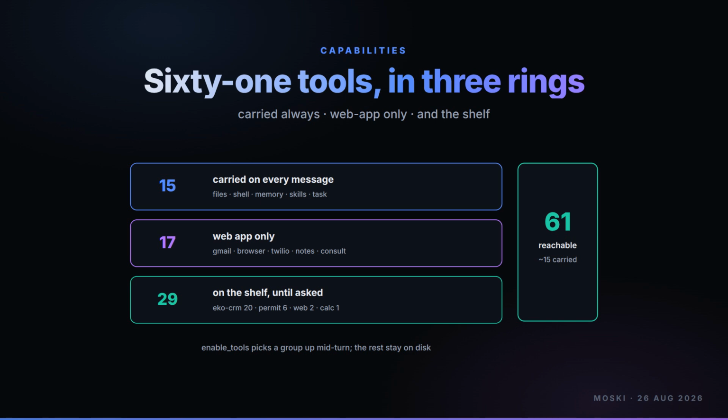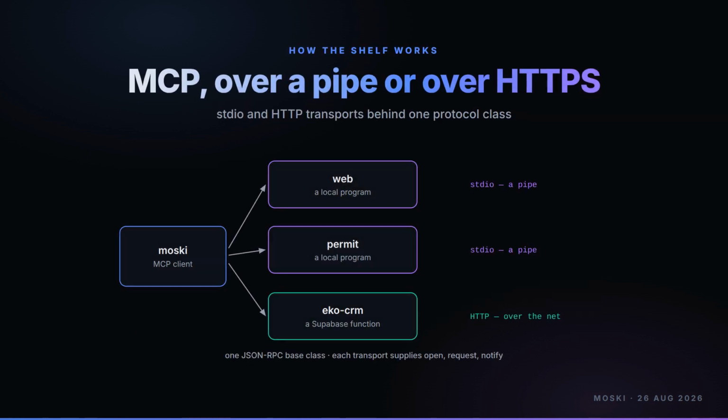29 more tools sitting in JSON files on your desktop, not in his head, until he calls enable tools and picks the group up. That is 61 reachable, for the context cost of about 15. The shelf is model context protocol servers. Two of them are local programs Mosky starts and talks to over a pipe. One of them, the CRM, is a Supabase edge function out on the internet, reached over HTTPS.